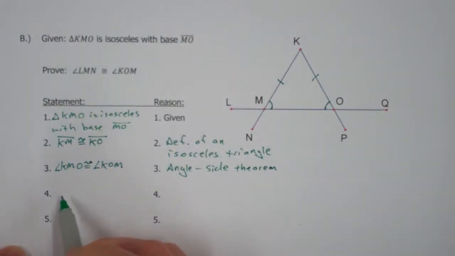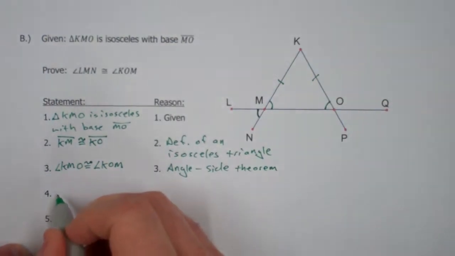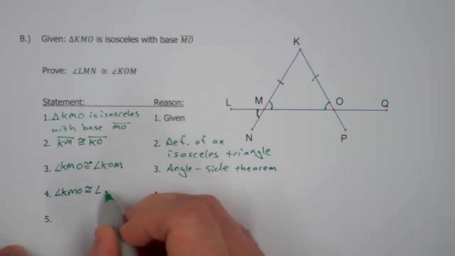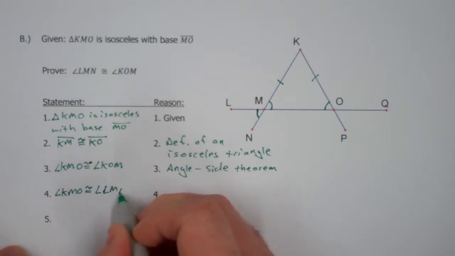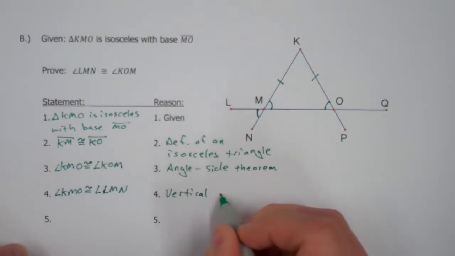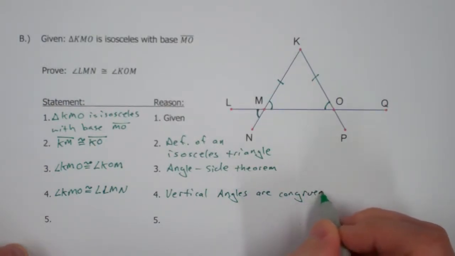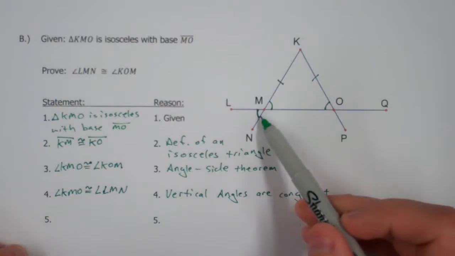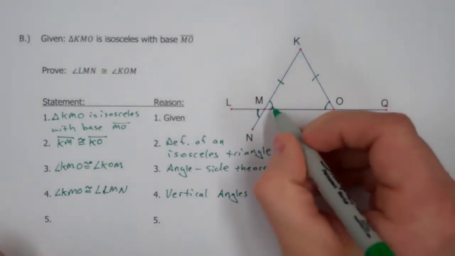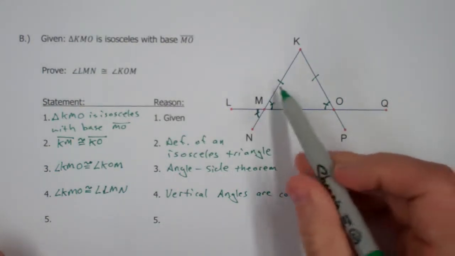Okay. Now we want to prove here that these two angles are congruent. So we can prove that angle KMO is congruent to angle LMN. Why? Well, they're vertical angles. So we know that vertical angles are congruent. Now it looks like on the diagram that we've actually proven what we were supposed to. We have just one single arc here. You could use your tick marks. You could put one there, and one there. They're all the same angle. Here they're vertical angles, and here we've got the angle side theorem.